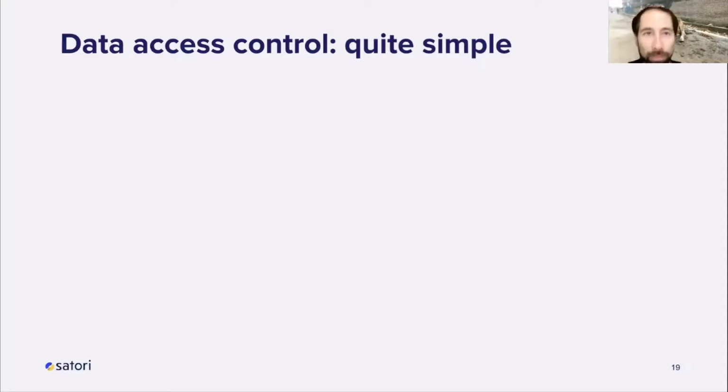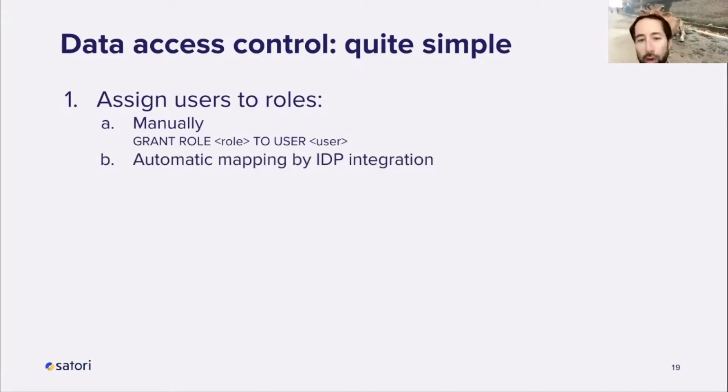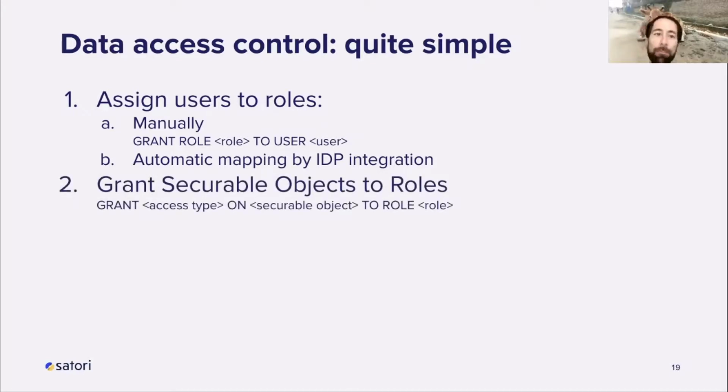Okay, so setting up data access controls in Snowflake is pretty easy. You assign users to roles. You can do it manually, like grant a role to a user. But most organizations, of course, are doing that in an automated way, where the groups are imported to Snowflake or interfaced with Snowflake, and they become roles, and the users are the users of those roles. So, for example, with Okta integration.